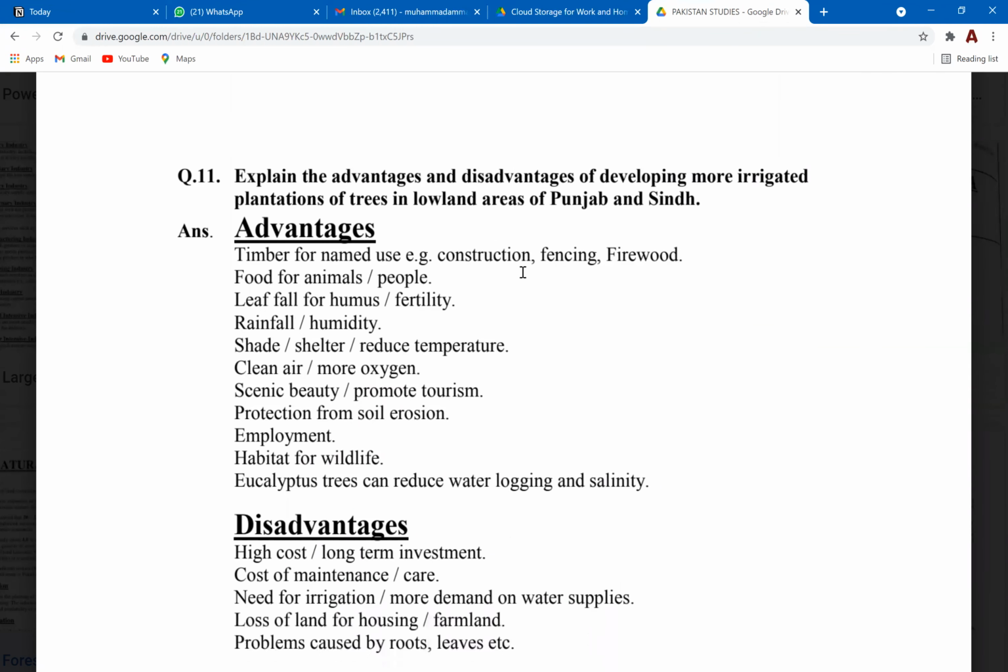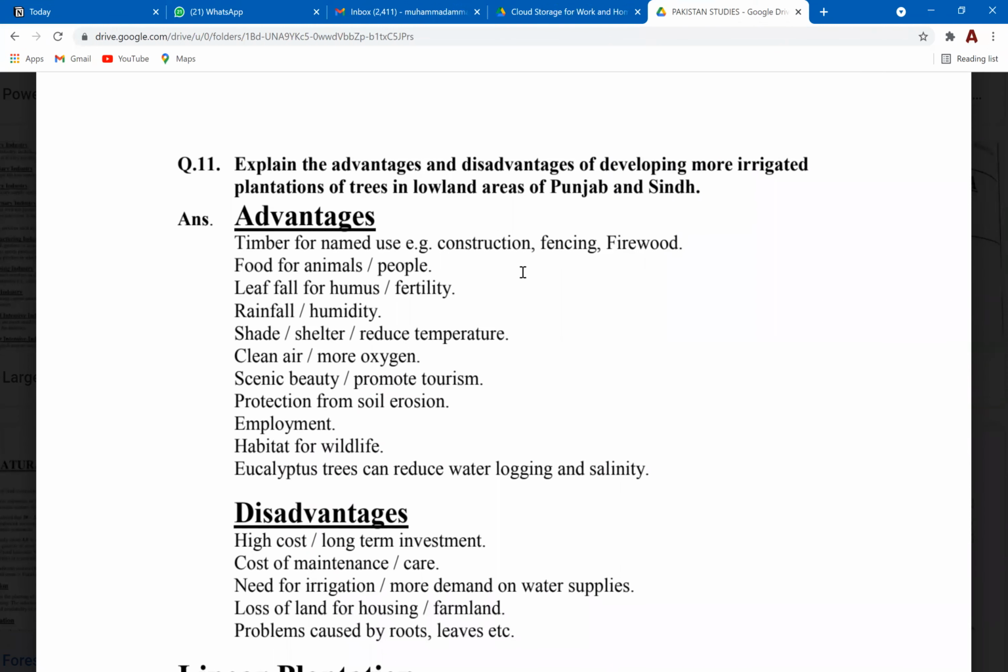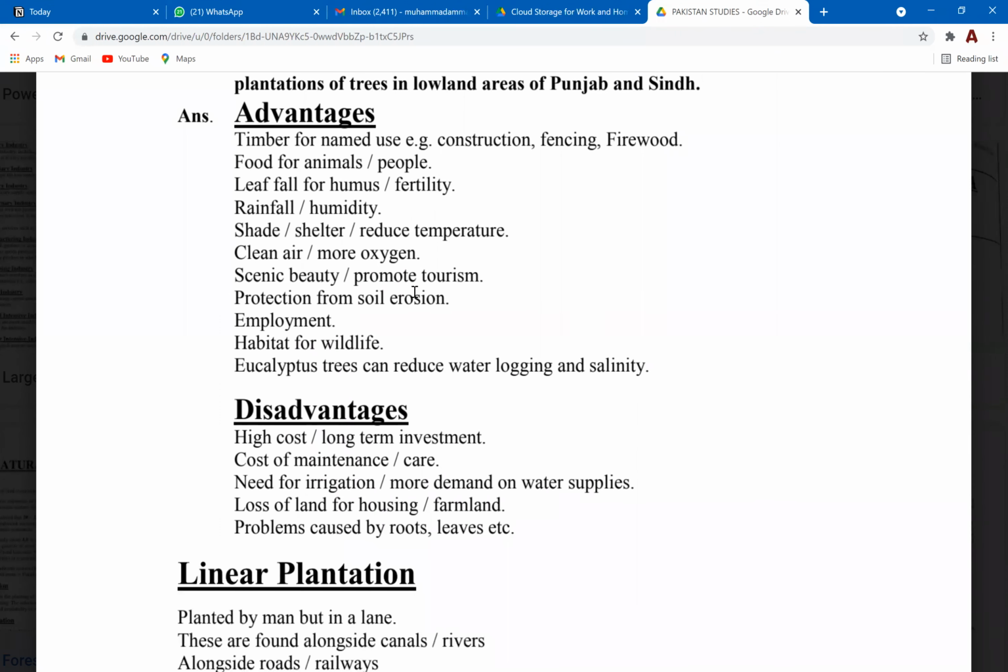of Punjab and Sindh. This is a typical level marking question, a 6-mark question for geography, where you're asked to explain the advantages and disadvantages of developing more irrigated plantations. So you can write 3 advantages and 3 disadvantages for this question.